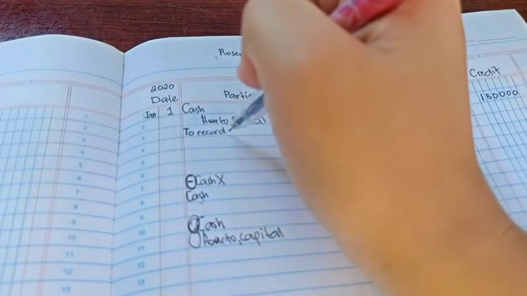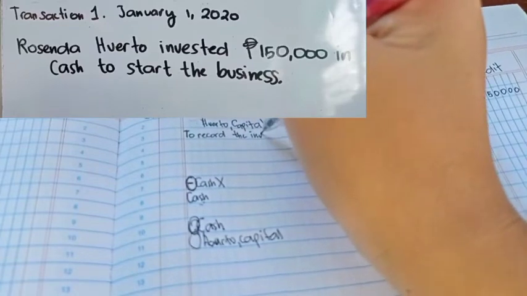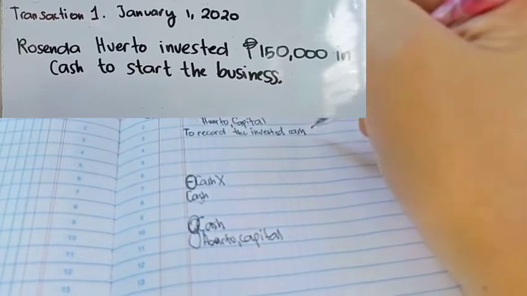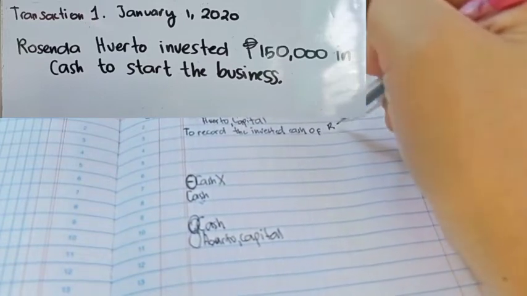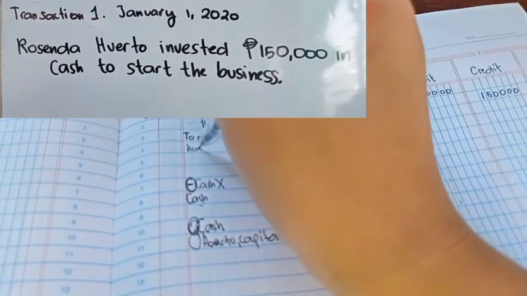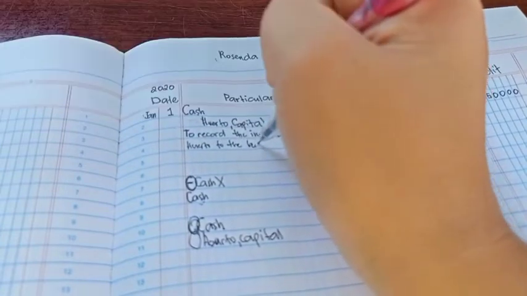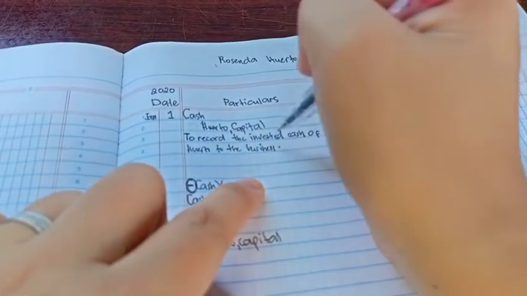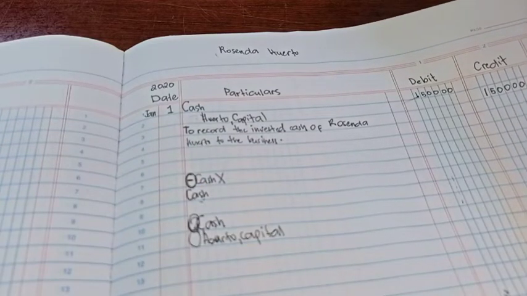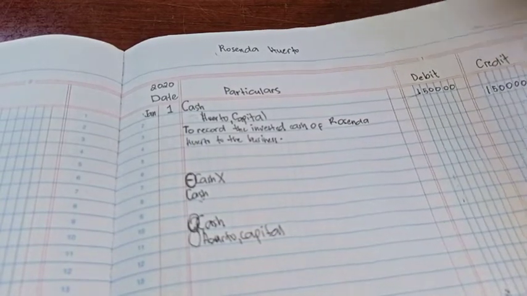The next of to record is to record the invested cash of Rosendo Huerto to the business. Ito na yung general journal mo. Ito na yung entry mo on January 1, 2020.